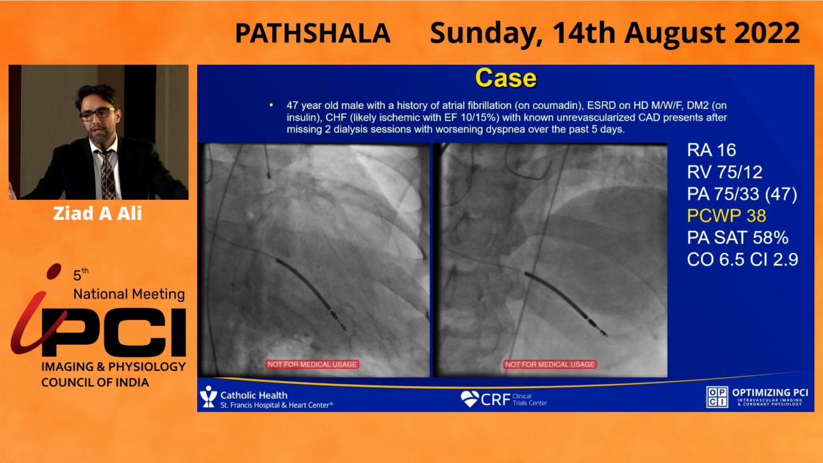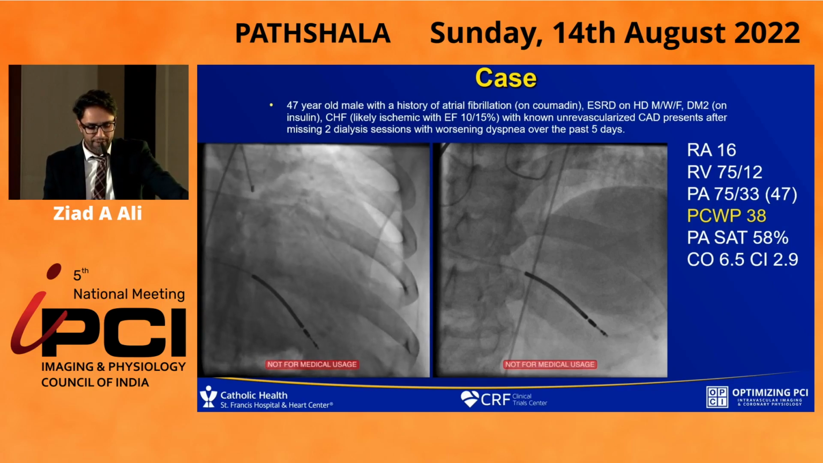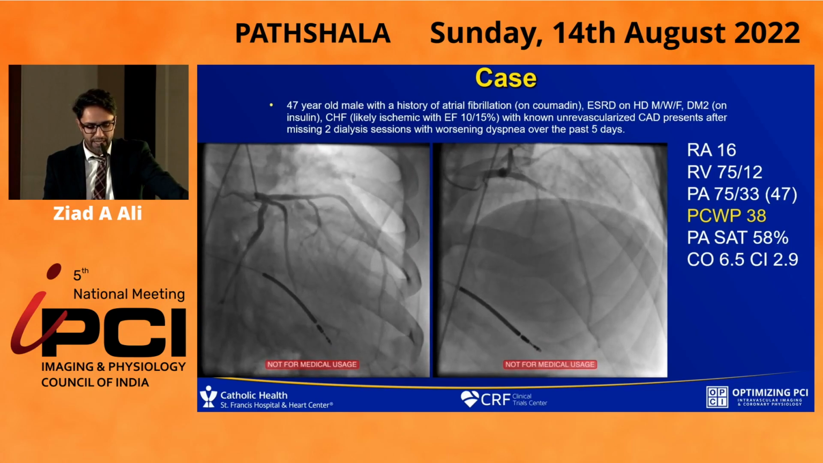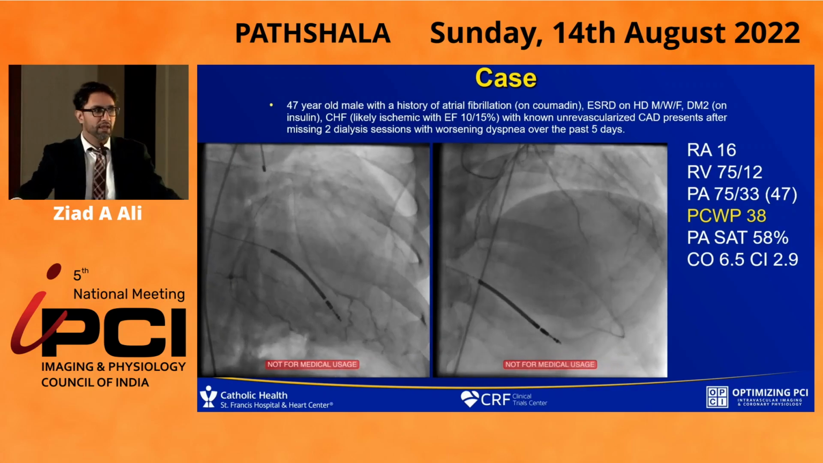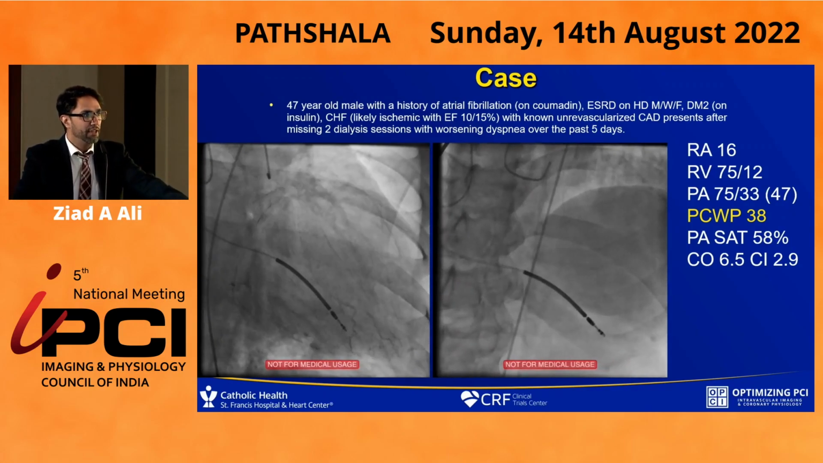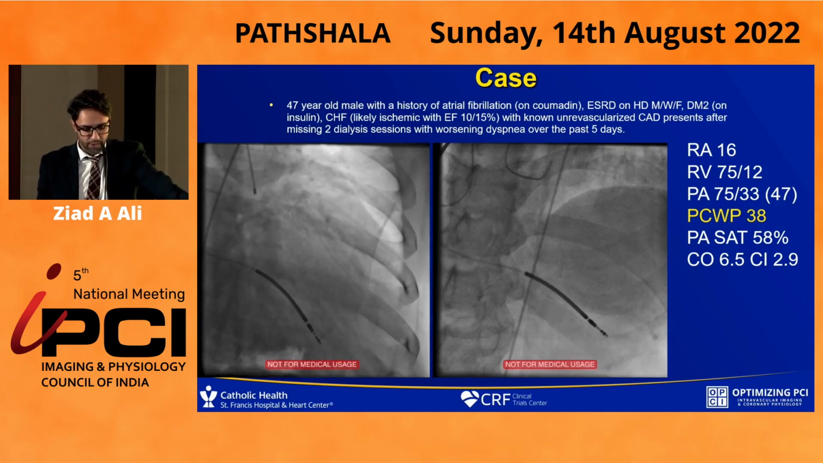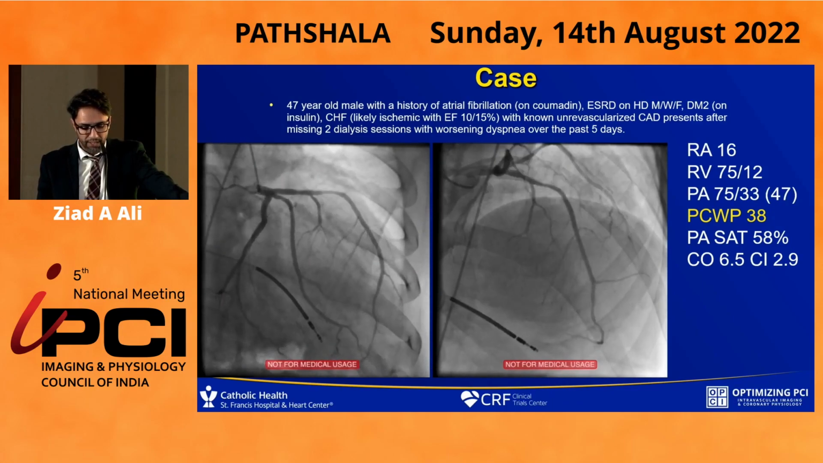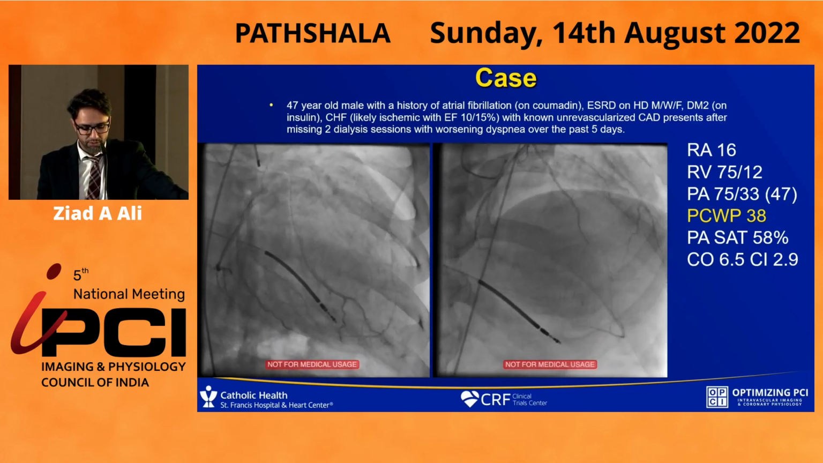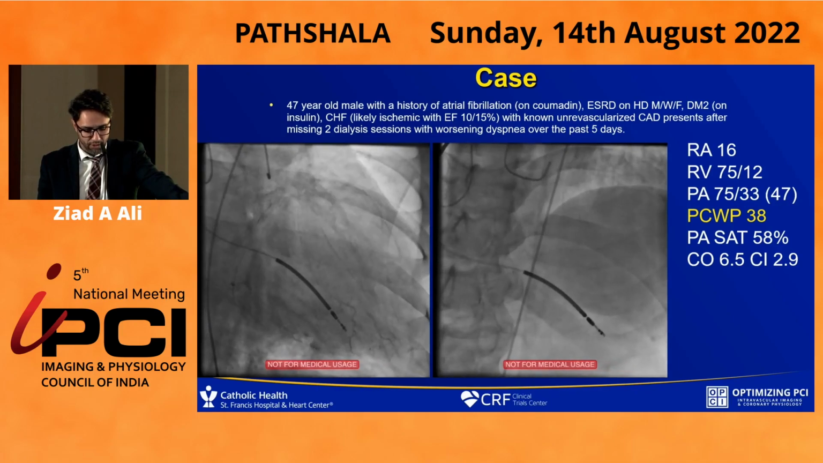And there is something written in the chart about the patient having some unrevascularized coronary disease, and he presents after 2 days of missing his dialysis session, with worsening shortness of breath over the past 5 days. So you can see his filling pressures. His right atrial pressure is 16, his RV is 75 over 12, the PA is 75 over 33, and most importantly here is the pulmonary capillary wedge pressure, which is 38, and he does obviously have a low cardiac output.